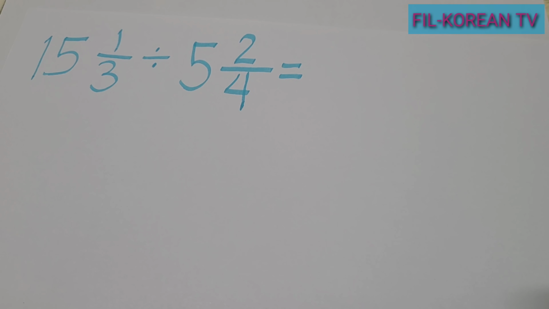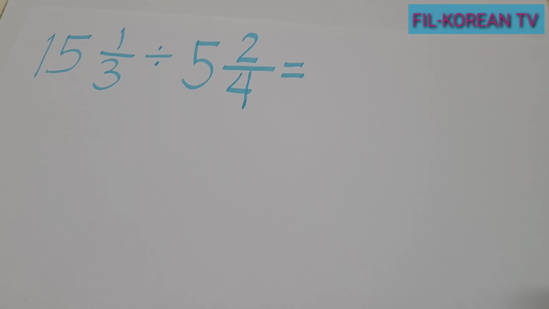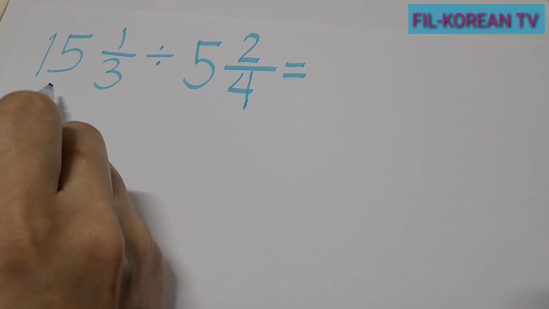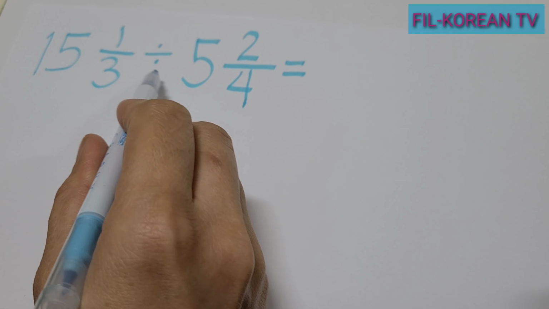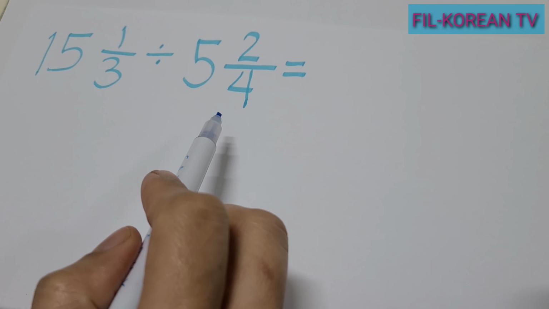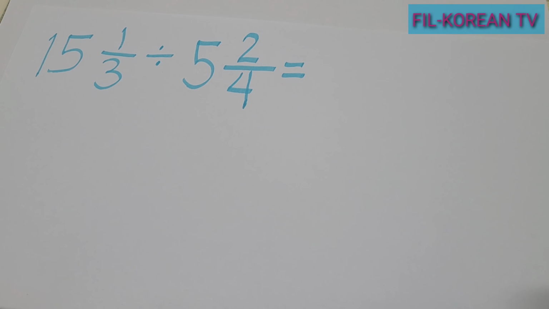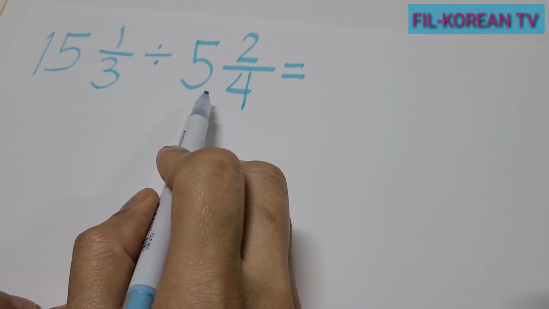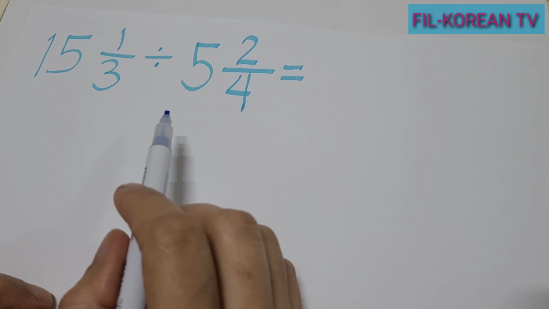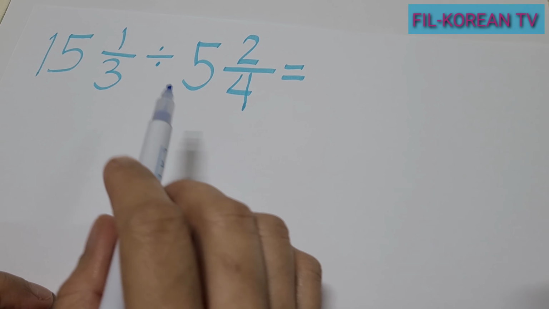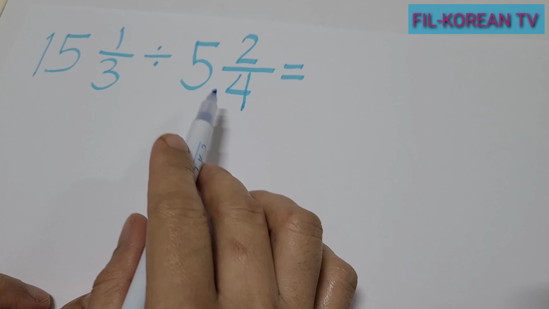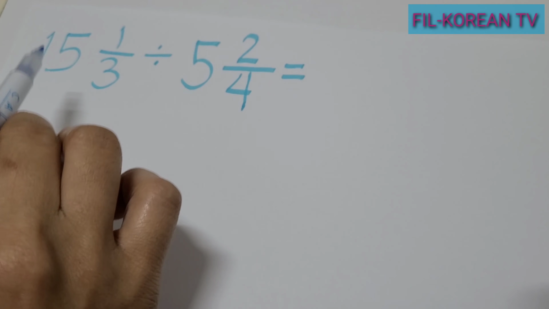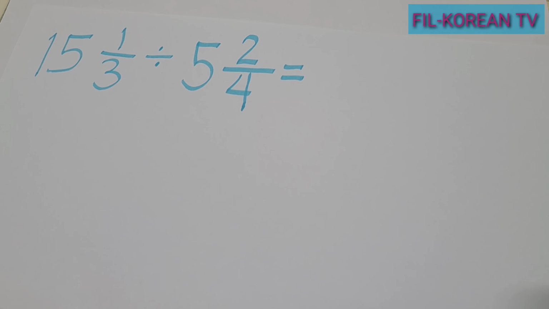Okay, for the last problem, we will divide mixed numbers. 15 and 1/3 divided by 5 and 2/4. Okay, pareho silang mixed number. Kaya ang gagawin natin ay i-change natin sila pareho sa improper fraction. Pagkatapos nating magawa silang improper fraction, kukunin natin yung reciprocal nitong divisor at imumultiply dito sa dividend.